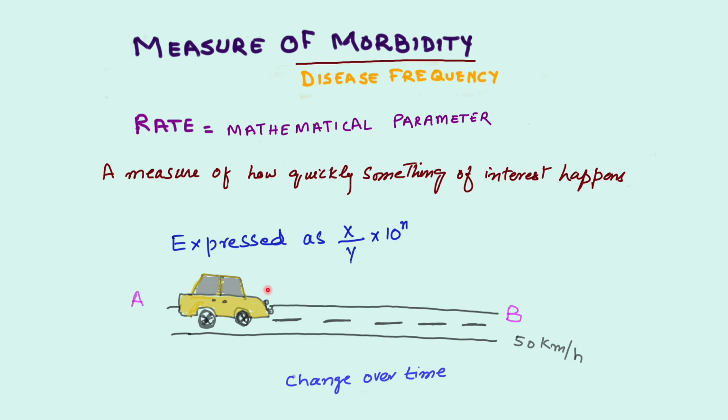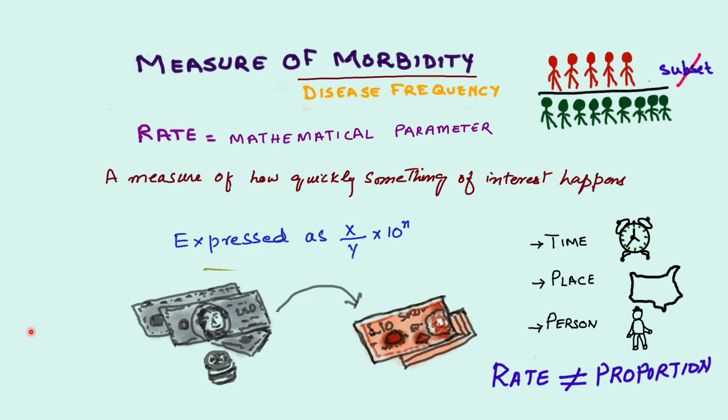For example, if you drive from point A to point B at a speed of 50 km per hour and the distance between 2 points is 50 km, you will reach point B in 1 hour. However, if you increase your speed, you will arrive sooner. This shows that a rate changes over time. Another example is the currency exchange rate, such as dollar to pound exchange rate. Exchange rates can change daily or even hourly. The rate you get today may be different from the rate you get tomorrow.